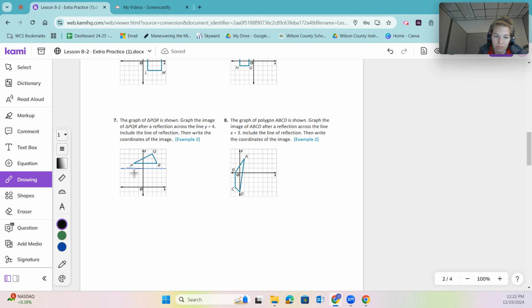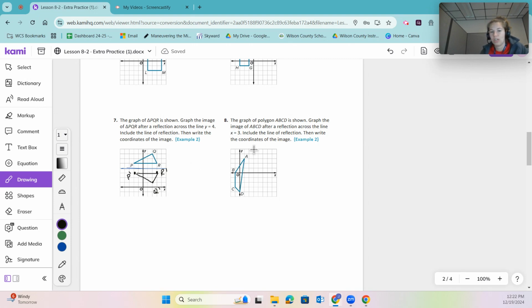Okay, so this becomes P prime. It's 1 away from that line of reflection. Okay, R is 1 away from that line of reflection. So again, we're just going across that line. And Q is 1, 2, 3 away. So it's going to be 1, 2, 3 away. Okay, so R prime, Q prime. Okay, you probably won't see too many of that type of problem, but those are there.